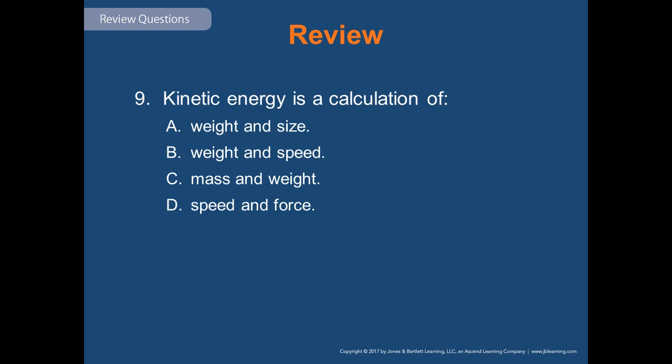Okay, these are questions from your book as well, so these are the review questions. Number 9: kinetic energy is a calculation of weight and size, weight and speed, mass and weight, or speed and force. I'm going to guess C. Nope, I'm wrong. Weight, which is mass, and speed would be the correct answer. Mass and speed, or weight and speed would be right, but we'll go with that.